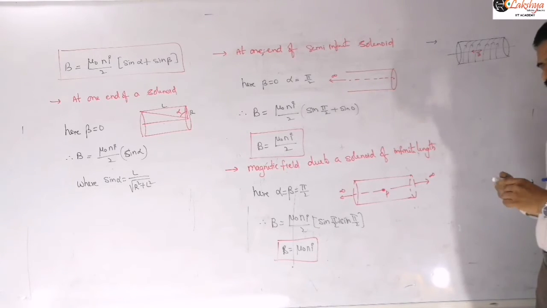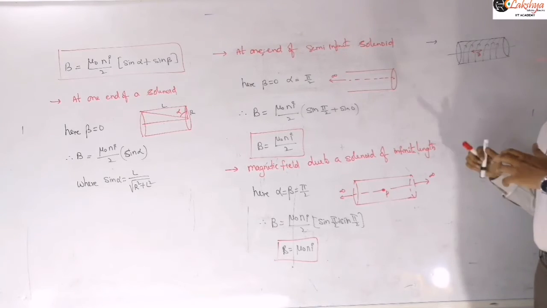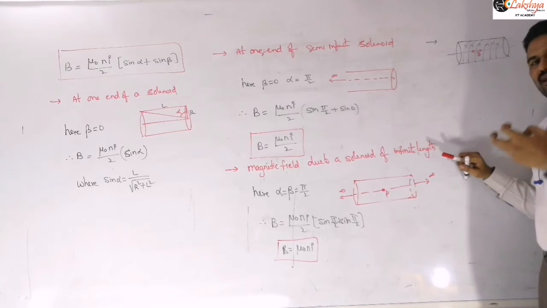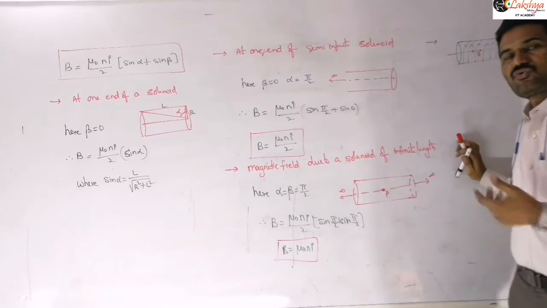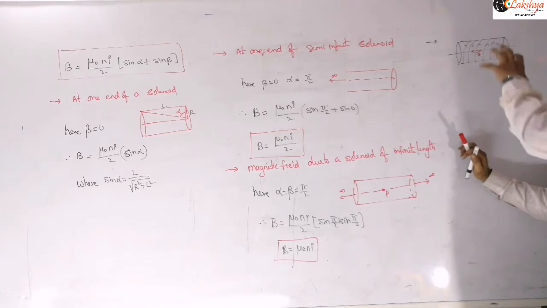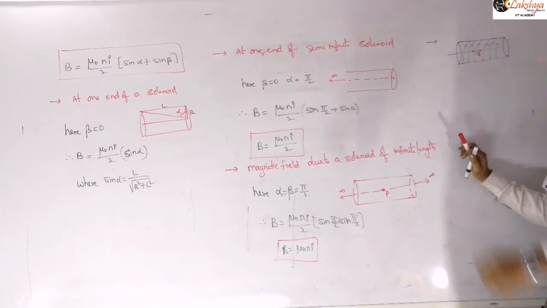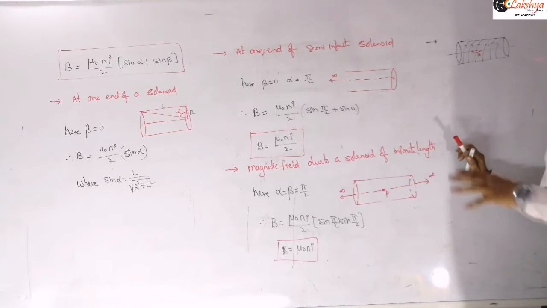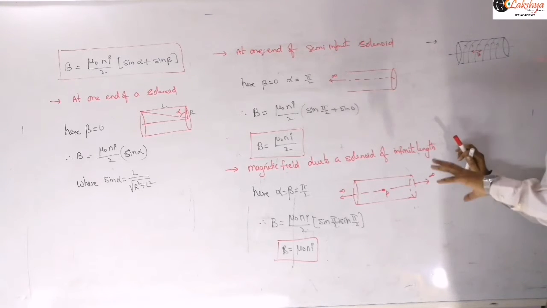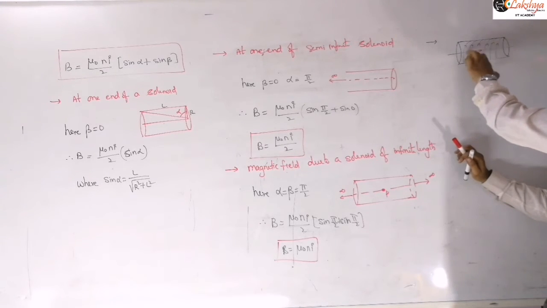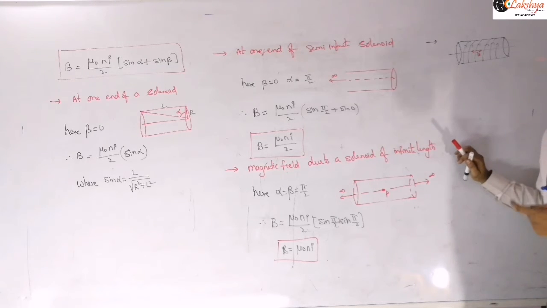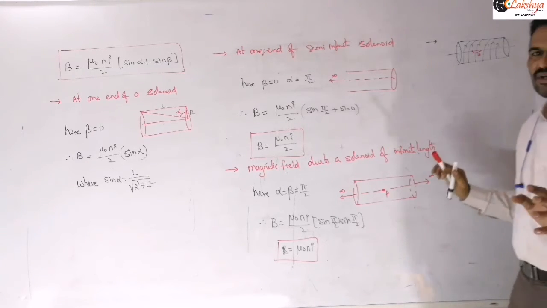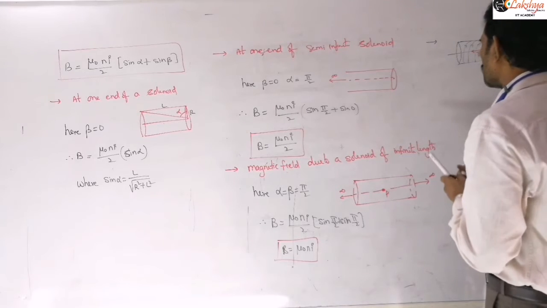Another important thing is that the magnetic field due to the solenoid outside the solenoid will be negligible. That means we take that as 0 only. Outside this solenoid there is no magnetic field; the magnetic field we derive here is confined within the solenoid, inside the solenoid only. The magnetic field outside the solenoid will be 0.